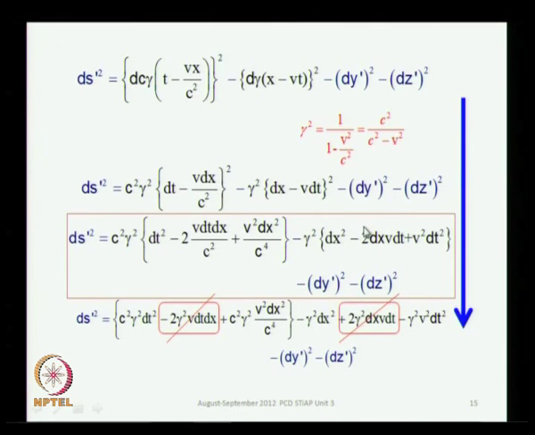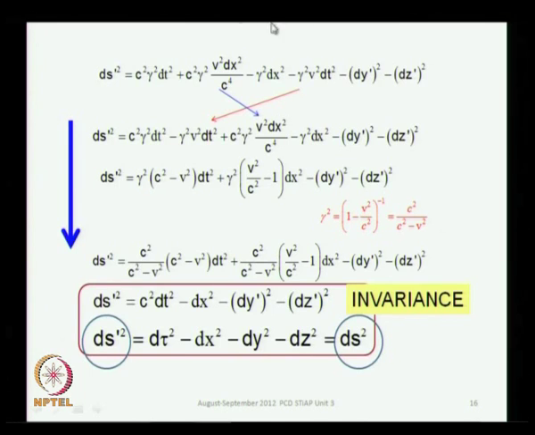This is something that you will do very easily. And if you just do this substitution and simplify the terms, your conclusion will be that this ds prime square is exactly equal to ds square, which is how you demonstrate that this is an invariant quantity under Lorentz transformations. Okay, fine. So, this is our invariant quantity.